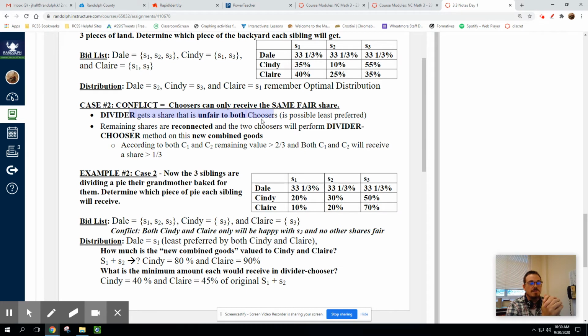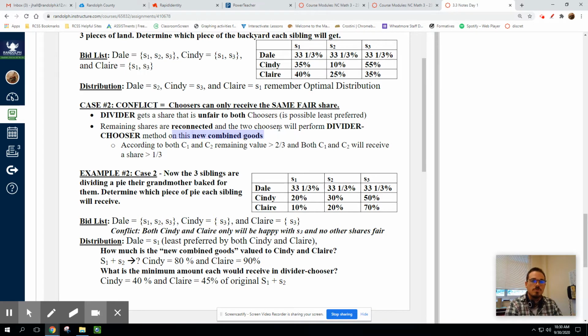If possible, last preferred. The remaining shares are reconnected, and the two choosers will perform what we learned last time in the divider chooser method on this new combined goods. So the divider cuts it all off, right? They're like, well, this is my least preferred. So the divider gets that, whatever's the least preferred, probably to both of them.